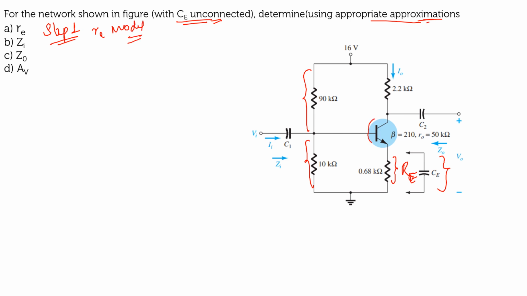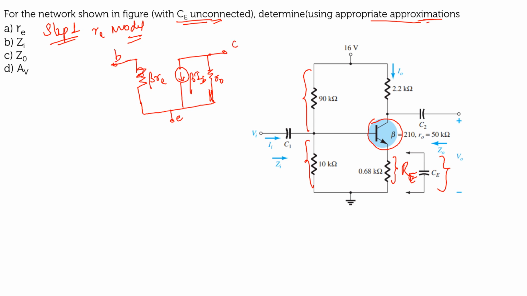First I am going to replace the transistor by its re model. You know that in the input side you will have beta re, and in the output you will have a current source beta IB in parallel with your output resistance r0, right? Input will be your base, the common point is the emitter, and output will be your collector. So the transistor is replaced by its re model.